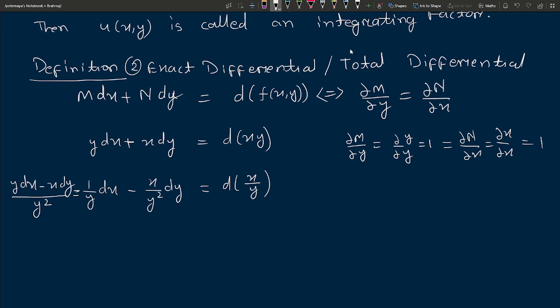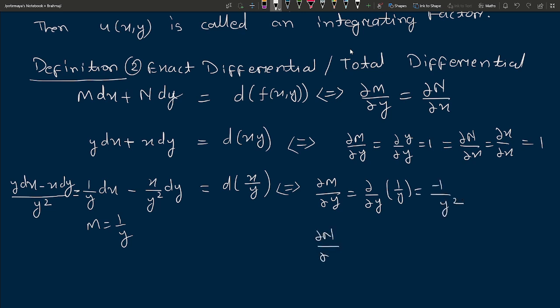This is also equal to 1 by y dx minus x by y square dy. Now in this case also, del m by del y should equal del n by del x. What is m? M is whatever is multiplied with dx, that is 1 by y. So del m by del y is minus 1 by y square.